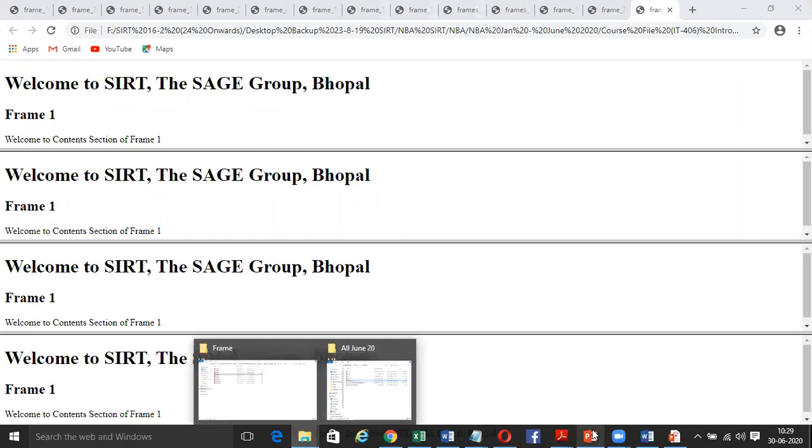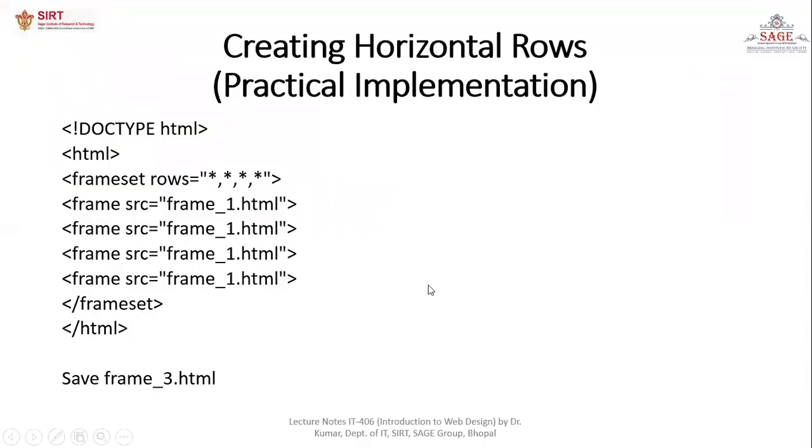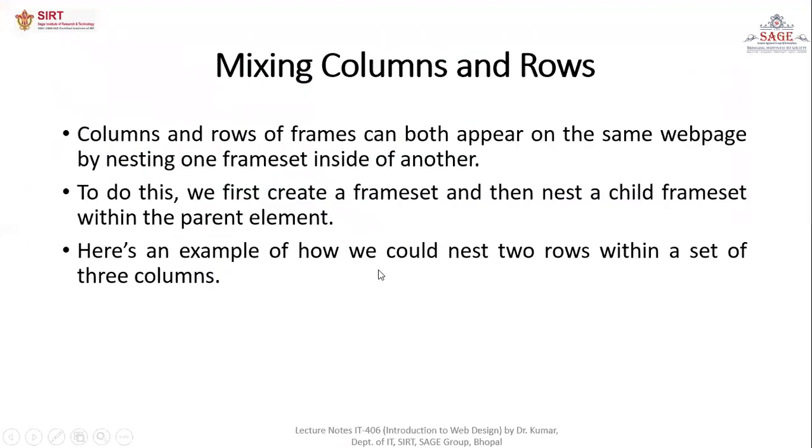Now we will discuss this. We had done it in the earlier session, and this was the result. Now, mixing columns and rows. This is the main thing. Columns and rows of frames can both appear on the same web page by nesting one frameset inside another. To do this, we first create a frameset, then nest a child frameset within the parent element. And we will see the example.